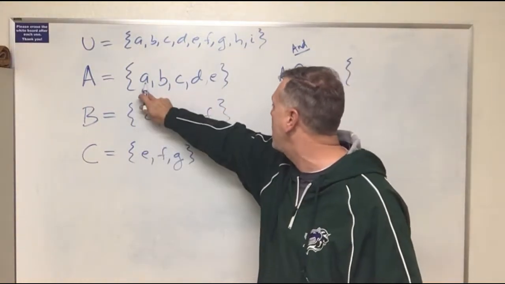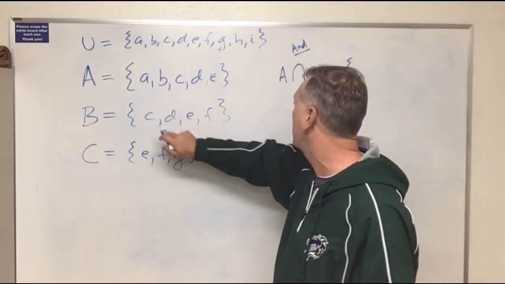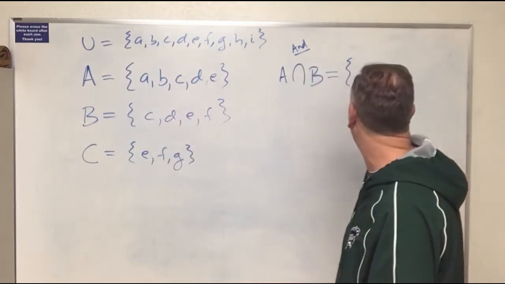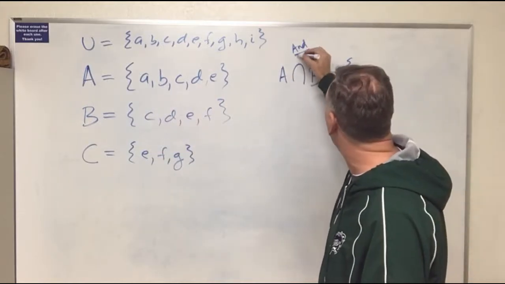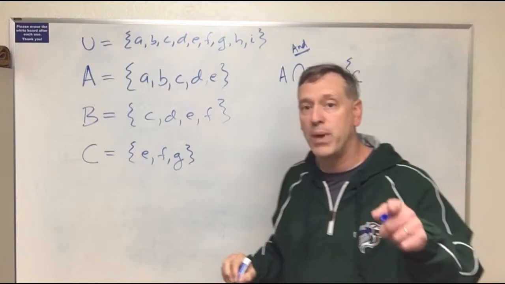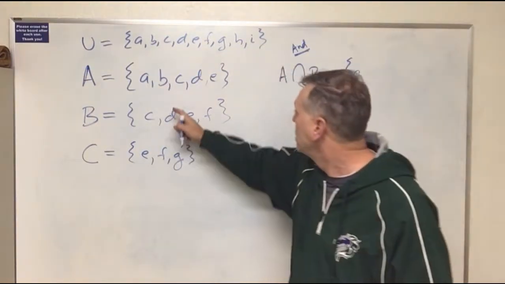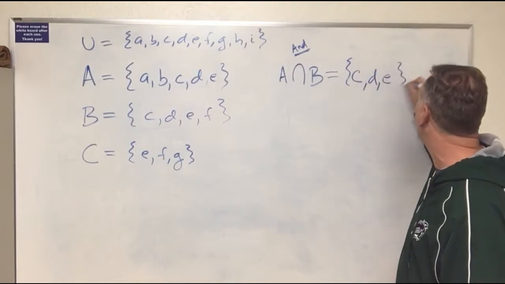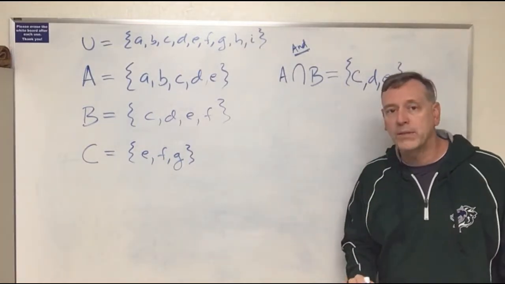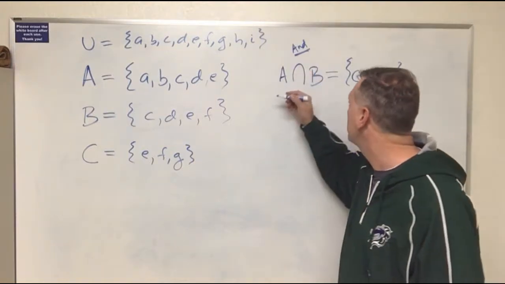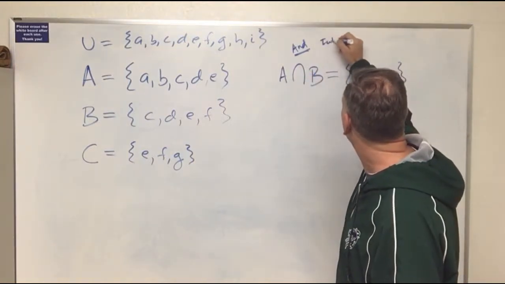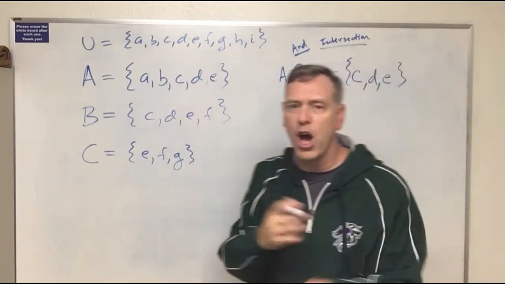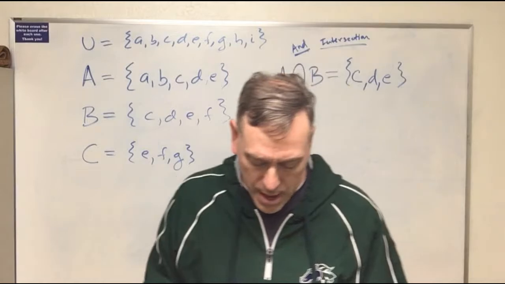A is not in B, so that one doesn't work. B is not in B. C is. There's one that's in both A and B. D is in both A and B. And E is in both A and B. So that's the word and, and this is the intersection. This is where these two ideas cross or intersect.